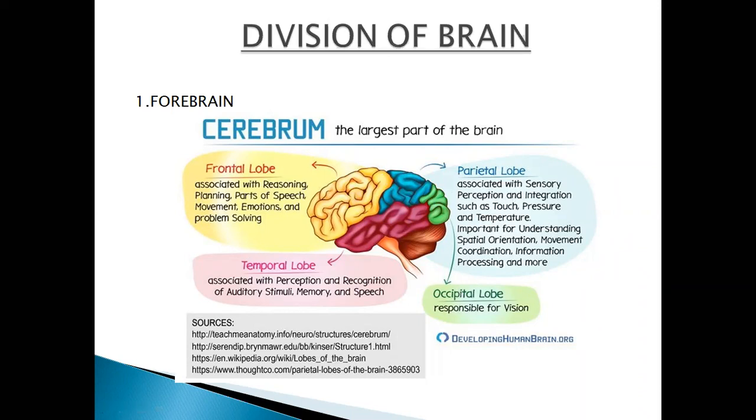The frontal lobe controls motor function and is associated with reasoning, planning, parts of speech, movement, emotions, and problem solving. You can say it is responsible for conscious control of skeletal muscles and coordinates movements involved in speech. What you are speaking, what you are feeling, what your movements are, all these things are controlled by this part of the cerebrum, the frontal lobe.